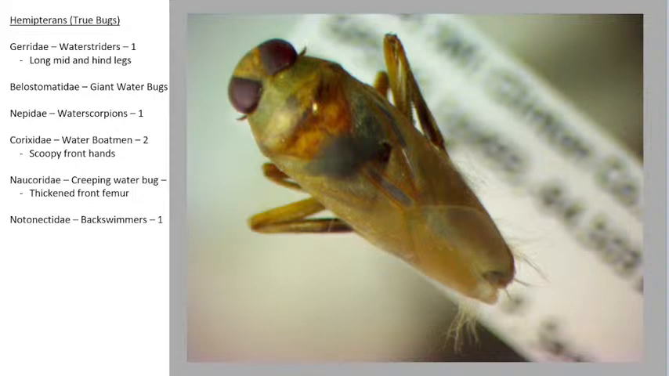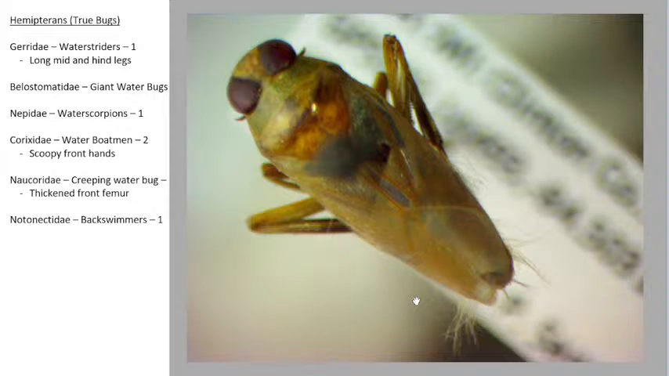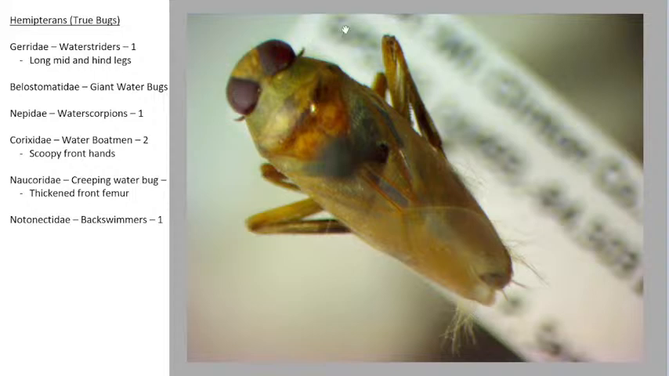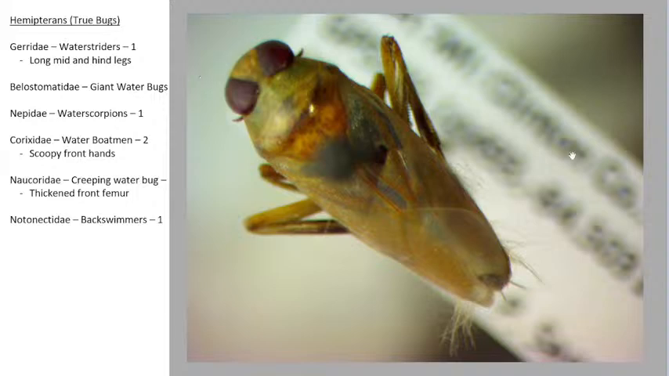Well, my back swimmer is using the same thing, but you'll notice that the colors are flipped, and that's because he swims on his back. He swims upside down. So this light color is actually going to be facing towards the ground, and his underside points towards the sky. Also why they're called back swimmers.